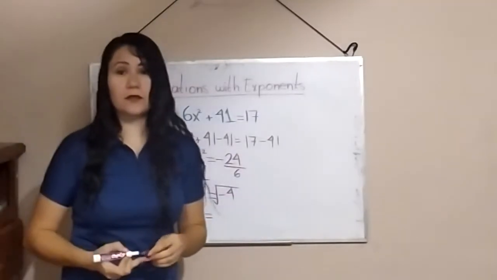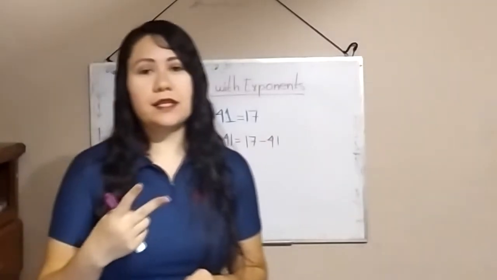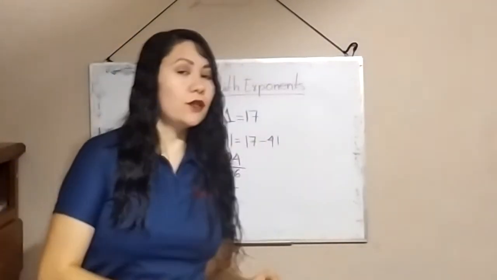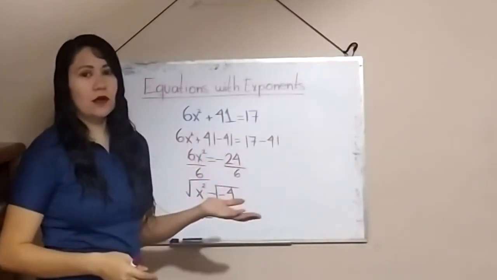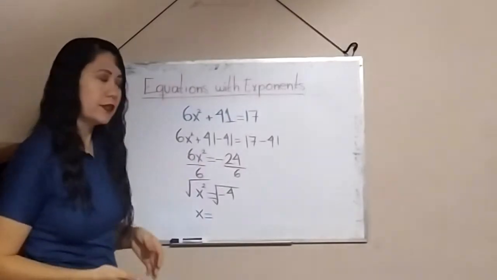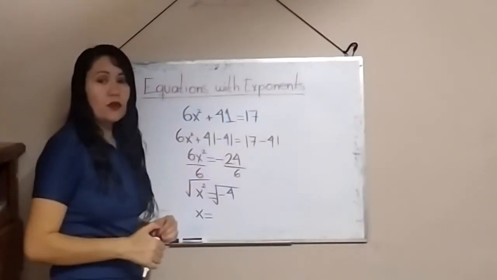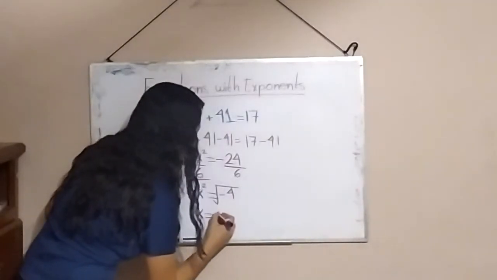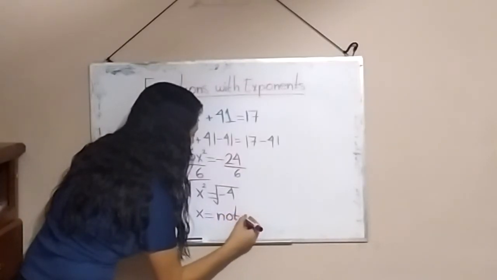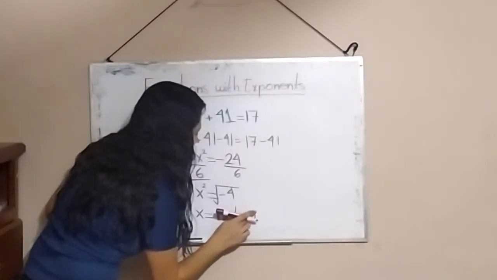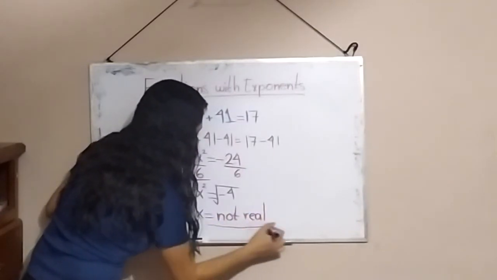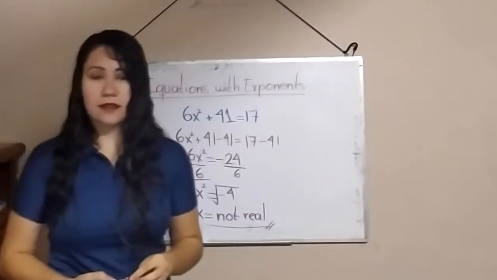equals. Is there any two negative numbers that will give us as a result a negative number? No, there isn't, because our law of the sign says that two negatives equal one positive. So, there is no real number that will give us the square root of negative 4. That is why our answer is that x is not real.